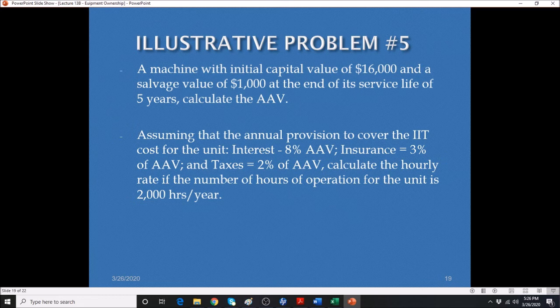We have a machine. There is an initial cost of 16,000 and there is a salvage value, that's the S, and it will last for 5 years. We are asked to calculate the AAV, the average annual value, assuming that the annual provisions to cover the IIT correspond to an interest of 8%, that's probably your loan to pay for your equipment, the insurance, and we have your taxes as well. And we have to calculate that in terms of hourly, and it gives you here that the operation of the equipment will be 2,000 hours per year.